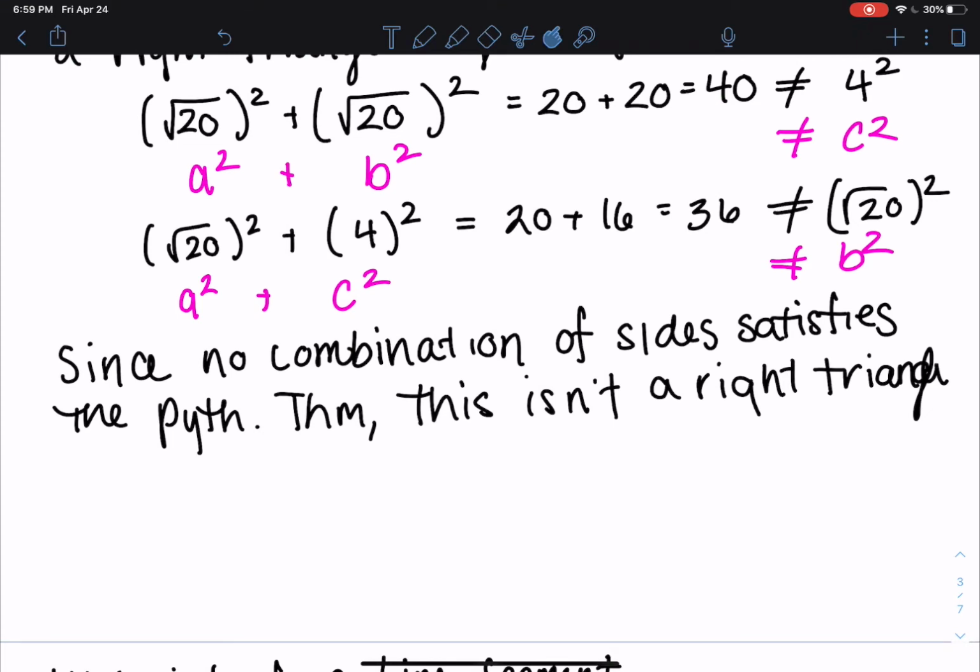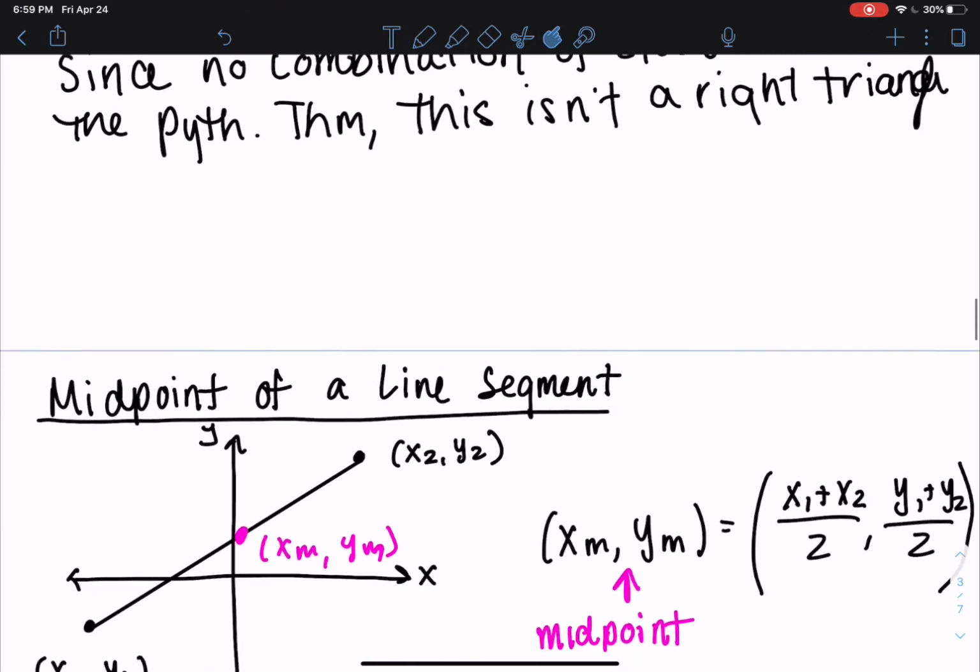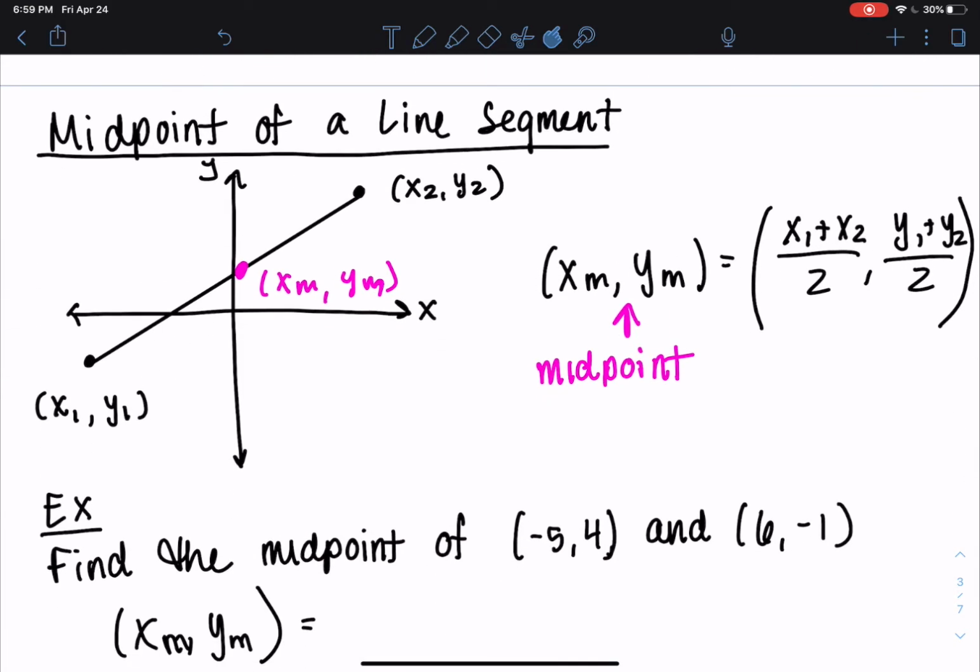Okay. The next thing we can do is we can look at the midpoint of different line segments. So if you have 2 points, the midpoint is going to be halfway in between those two. So the way you actually find it is you average the x values, average the y values. So you look at the sum of the x coordinates divided by 2, and then the sum of the y coordinates divided by 2. And that will be the point that falls halfway in between.